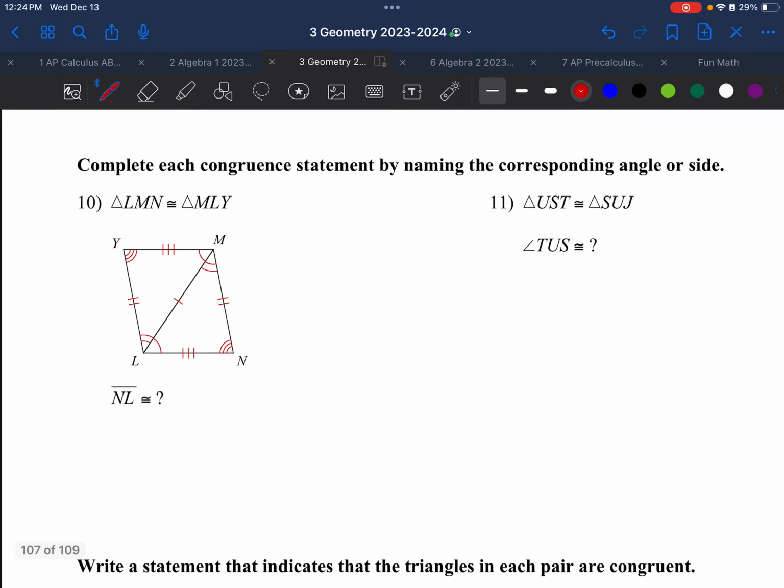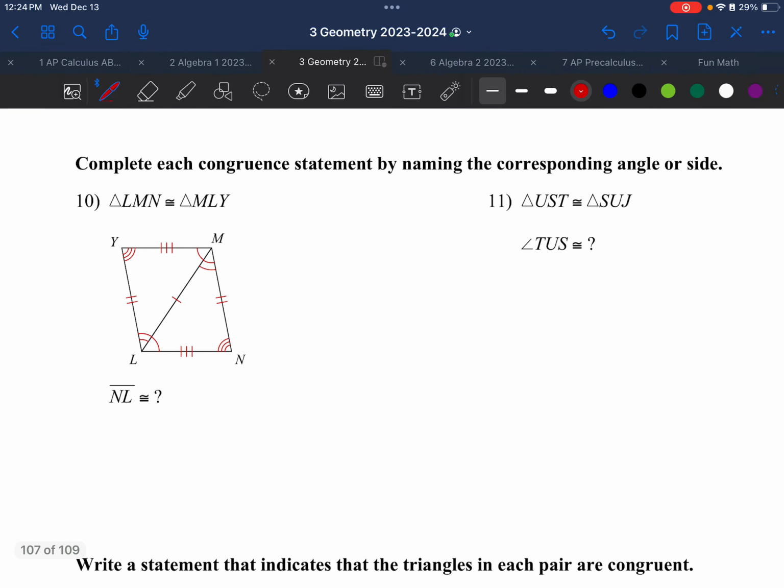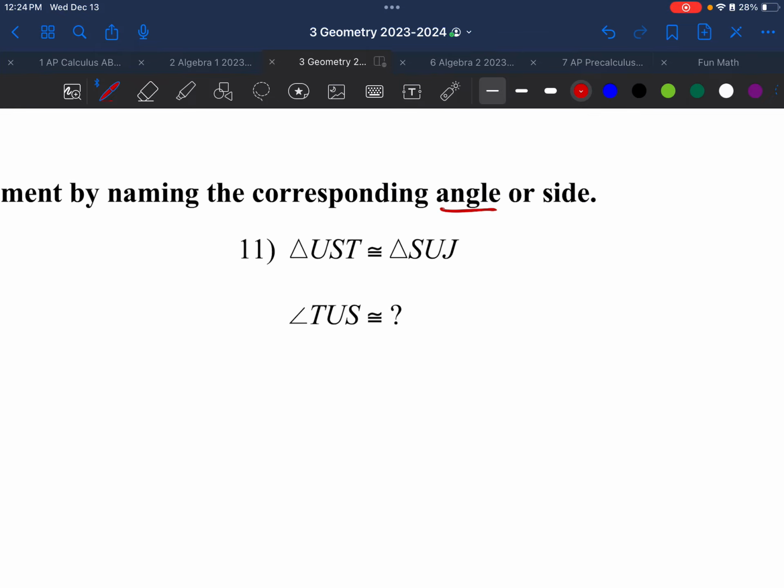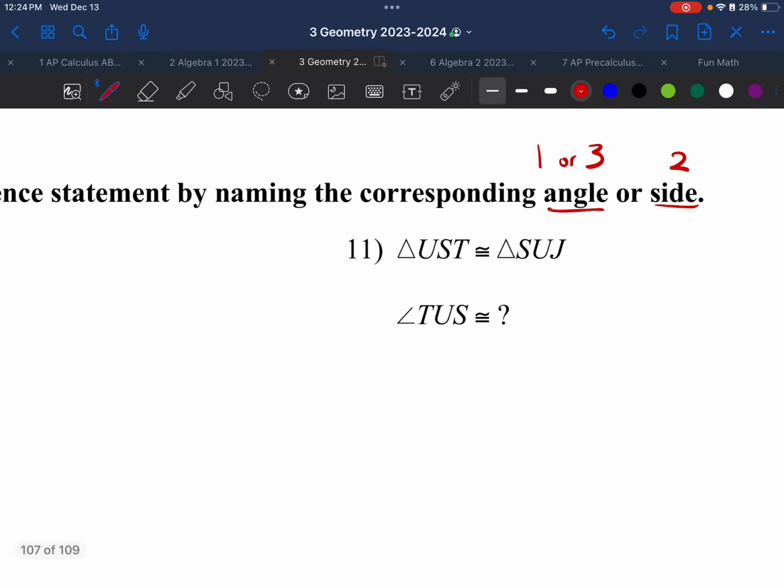We're moving on to number 10. In number 10, we're going to complete each congruent statement by naming the corresponding angle or side. Just as a reminder, an angle will either have 1 letter or 3 letters. A side will always have 2 letters, no matter what. We only do 3 letters on an angle if it is unclear which angle we are talking about. Remember that an angle has this symbol, a side has usually letters A, B with a line above it, and a triangle has a triangle out in front of it. Those are the 3 symbols we typically see in congruency statements.